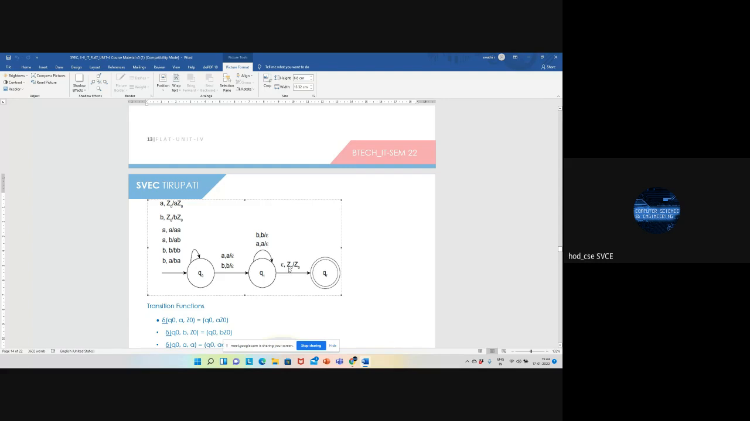So this is the acceptance by empty stack method. We can check string acceptance in two ways. One is acceptance by final state. One is acceptance by empty stack. Here we are checking acceptance by empty stack. So here the stack becomes empty, so we reached the final state.